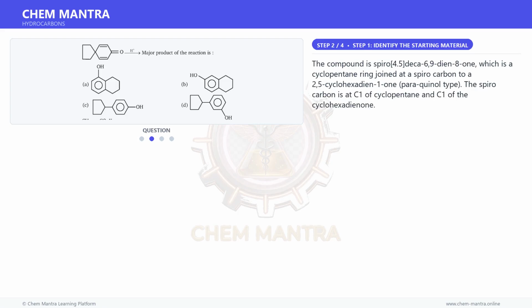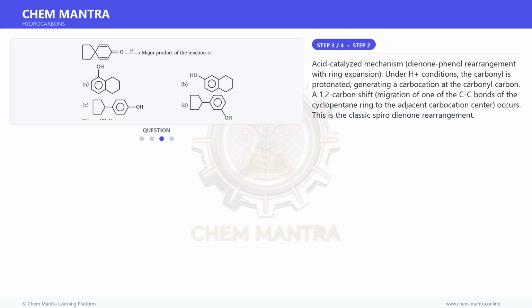The compound is spiro[4.5]deca-6,9-dien-8-one, which is a cyclopentane ring joined at a spiro carbon to a 2,5-cyclohexadien-1-one, para-quinol type. The spiro carbon is at C1 of cyclopentane and C1 of the cyclohexadiene. Moving on to the next step.